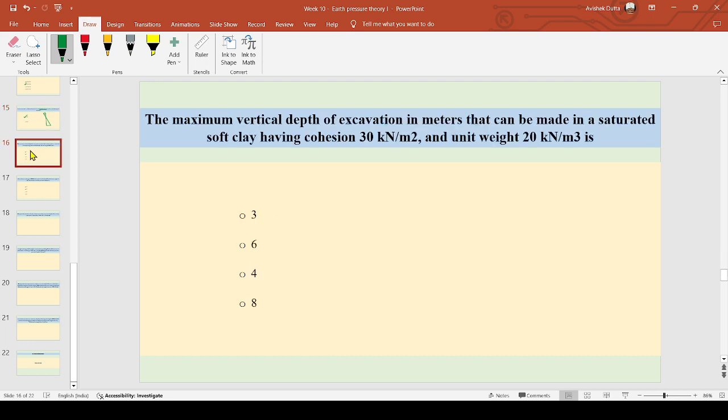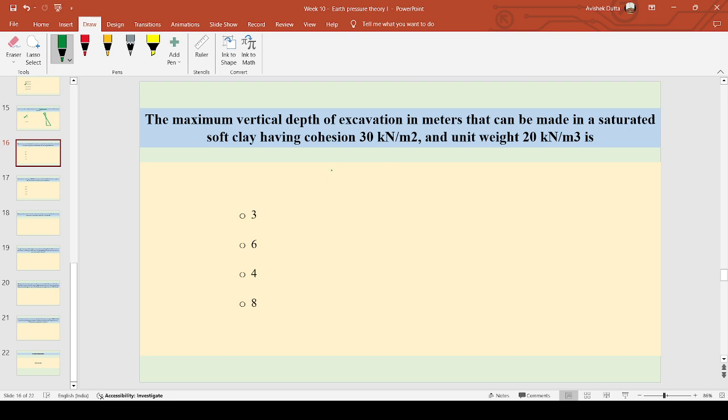The maximum vertical depth of excavation in meters that can be made in a saturated soft clay having cohesion 30 kN per meter square and unit weight 20 kN per meter cube. What is the answer? 6 meters, sir. 6 meters. How do you solve this?